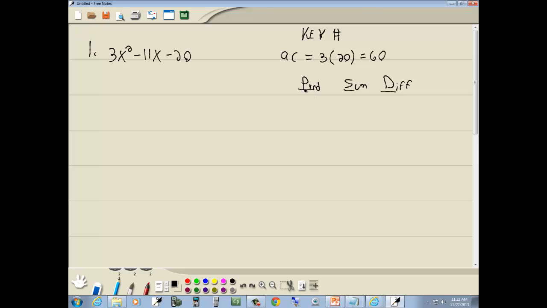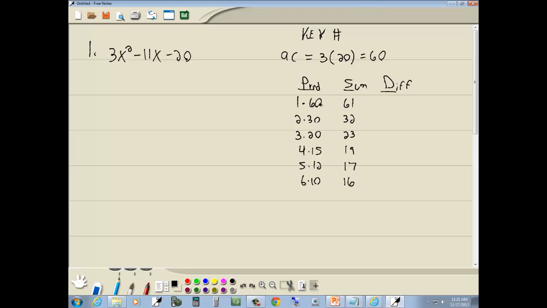So in the P column, we're going to list all products that give us 60. Well, we've got 1 times 60, 2 times 30, 3 times 20, 4 times 15, 5 times 12, 6 times 10. I think that's it. In the sum column, we're going to add these numbers together. 1 plus 60 gives us 61, 2 plus 30 gives us 32, 3 plus 20 is 23, 4 plus 15 is 19, 5 plus 12 is 17, 6 plus 10 is 16.